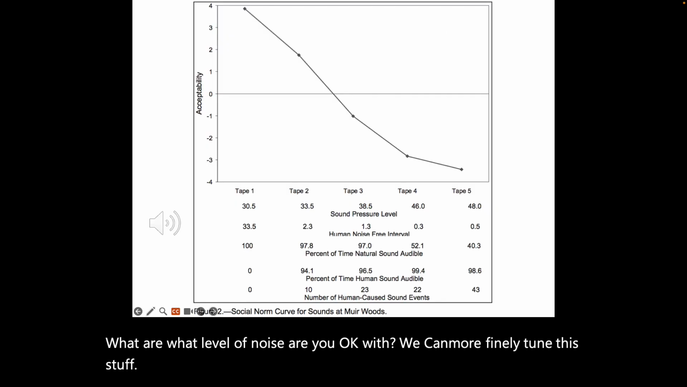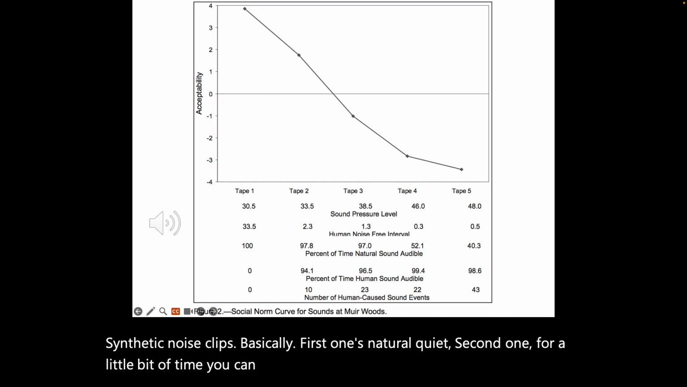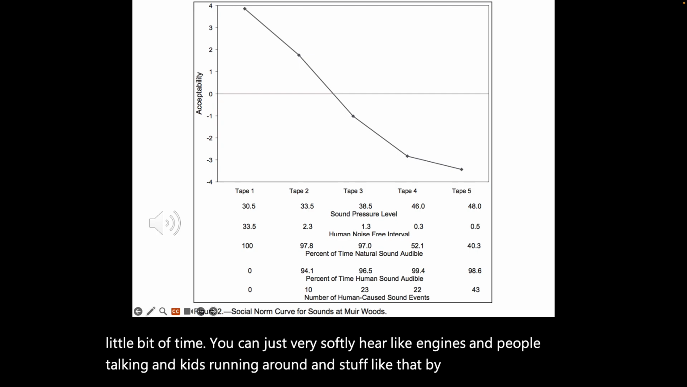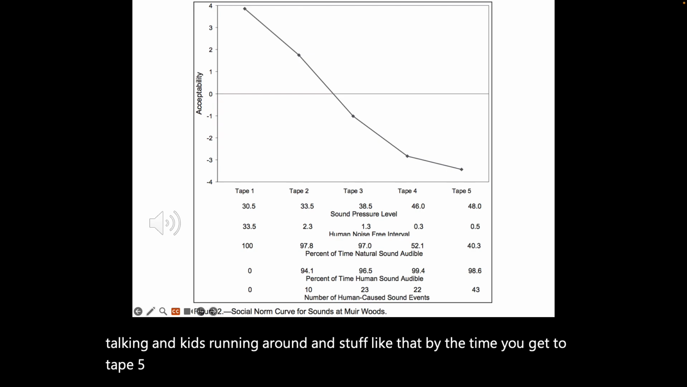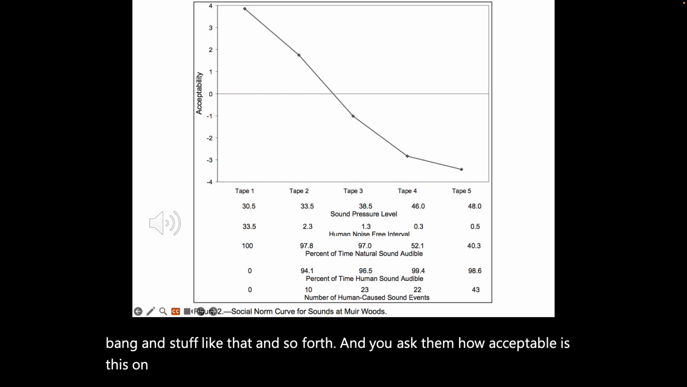So, as we play synthetic noise clips, basically, first one's natural quiet. Second one, for a little bit of time, you can just very softly hear engines and people talking and kids running around and stuff like that. By the time you get to tape 5, it's all that you can hear. Engines, people talking, trash can lids banging, stuff like that, and so forth. And you ask them, how acceptable is this on a scale of +4 to -4?